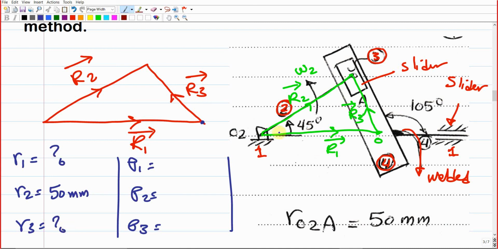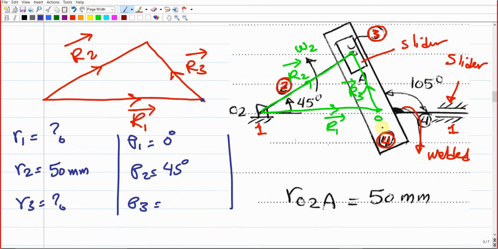Make sense? Which should be R1, this distance, and R3, how much is O to C? We have no clue. How about theta 1? Theta 1 should be 0. Why? Because this slider moves in the horizontal direction, right and left. It won't rotate, and the direction it goes to the right means that this angle is already 0 degrees. And theta 2 is already given as 45 degrees, because if you move from the start point to the right and rotate counterclockwise, this gives us 45 degrees.